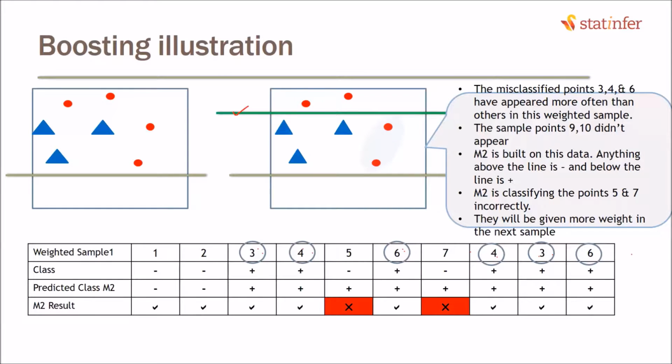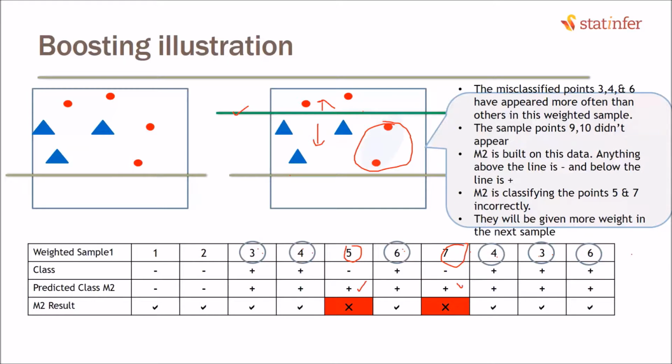This is model M2. Model M2 is misclassifying some points. Model M2 is saying that anything above this is red, anything below this is blue, so these 2 points are misclassified. These are classified as blue but they are red. So this is the classification line by M2. This was M1, the old one. This is M2. M2 is misclassifying these two wrongly, that is 5 and 7. These two are actually minus, but they are classified as positive.